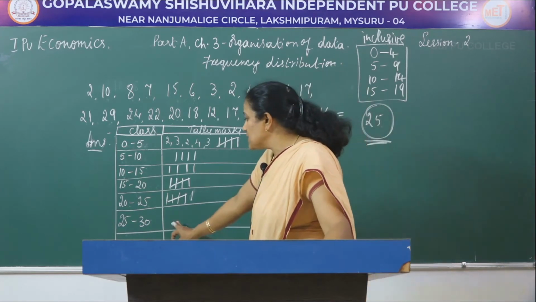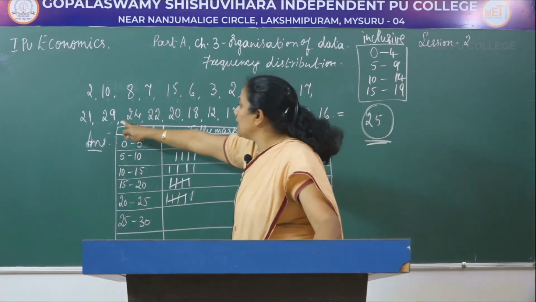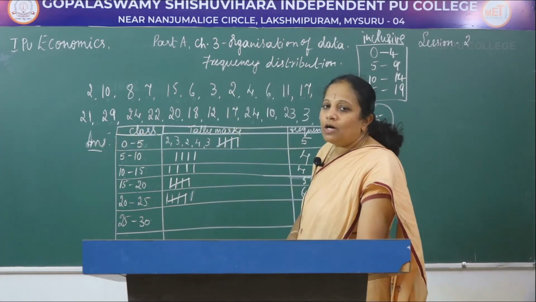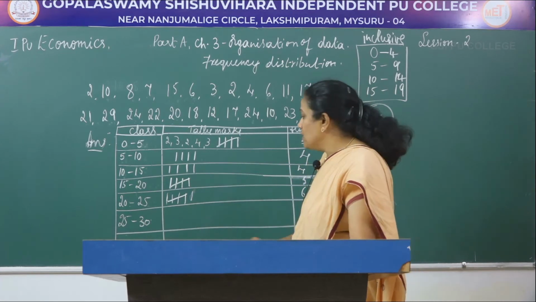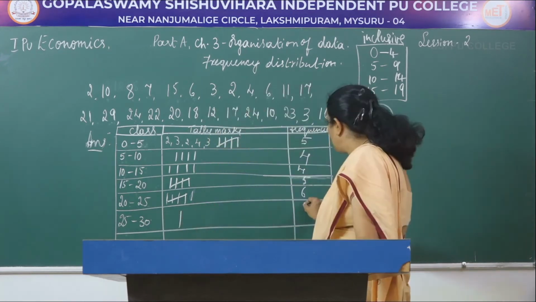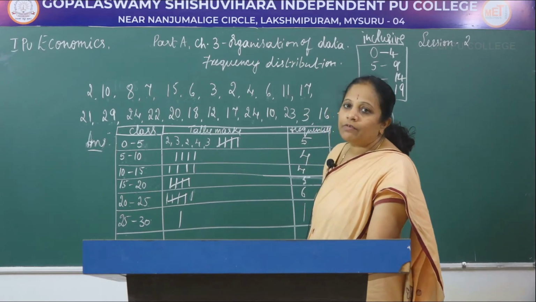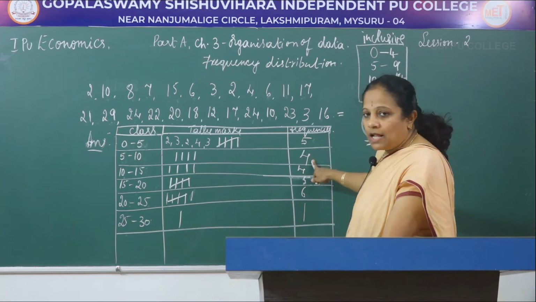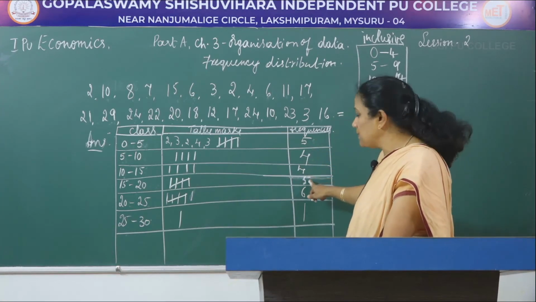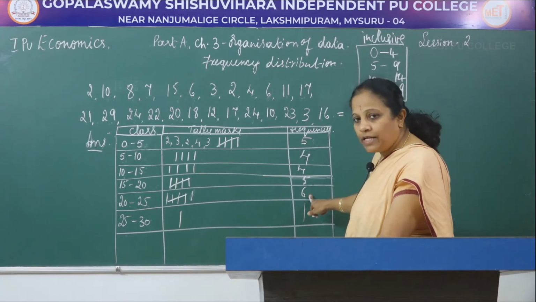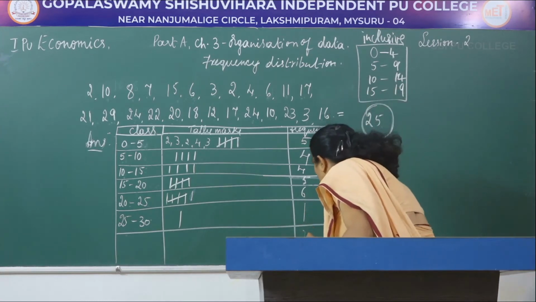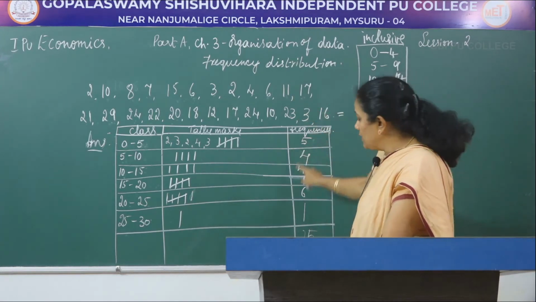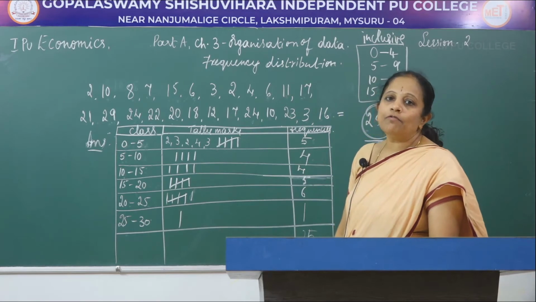The next one is 25 to 30. Here we have only one number that comes between 25 and 30, no other number which exceeds 25. So, only one frequency is here. So, let us count this. 5 plus 4 is 9, 9 plus 4 is 13, 13 plus 5 is 18, 18 plus 6 is 24, 24 plus 1 is 25. So, the total number of this group is equivalent to the total number of frequencies.